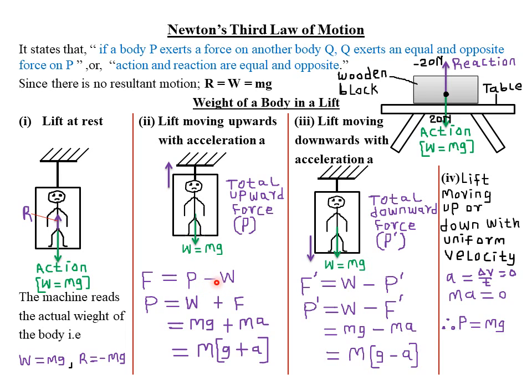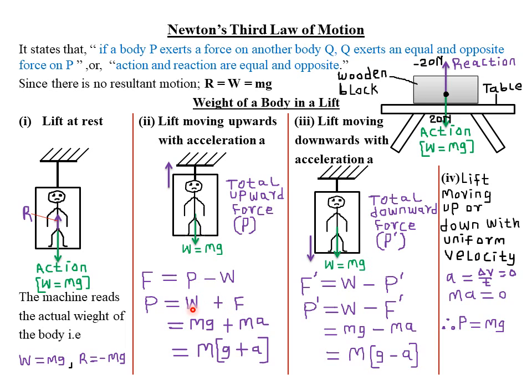Then if we want to find the reading of the machine, remember the machine will read the total upward force. So we just make P the subject of the formula by taking the weight to the left hand side and taking F to the right hand side. So if I make P the subject of the formula, we shall have P being equal to, remember, when the weight crosses the equal sign, it becomes positive. Therefore, the total upward force is equal to the weight of the person plus the resultant upward force.